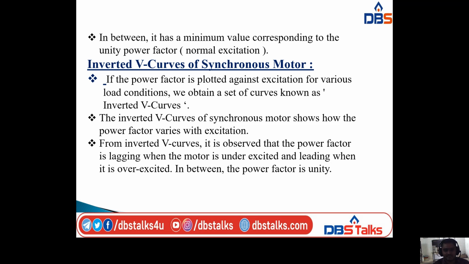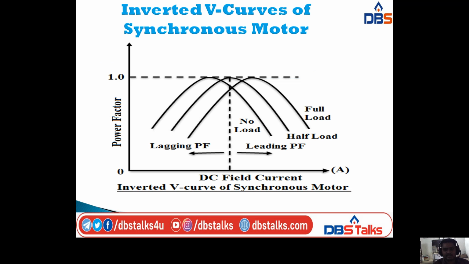So that is this diagram. Here the characteristic diagram is drawn between power factor versus DC field current, the excitation current. Here I draw three curves for different load conditions: for no load we have one curve, for half load we have another curve, and at full load we have another curve.